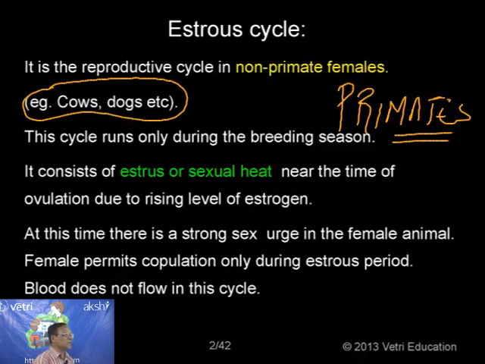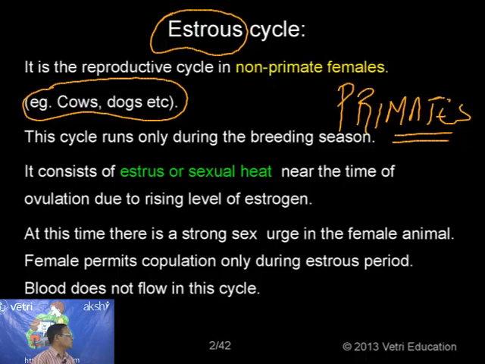All of the other animals exhibit a sexual cycle called the estrus cycle. The meaning of estrus is heat, the heat period, so it is also called sexual heat or heat. The estrus cycle occurs only during the breeding season. But the sexual cycle, namely the menstrual cycle, occurs once every month in the case of the order primates, the animals included under this category. So what do we mean by the estrus cycle?